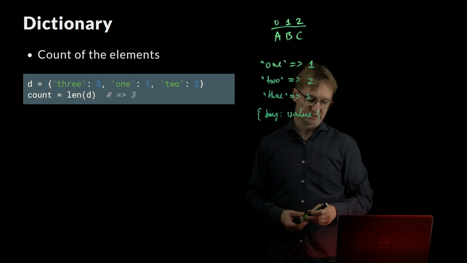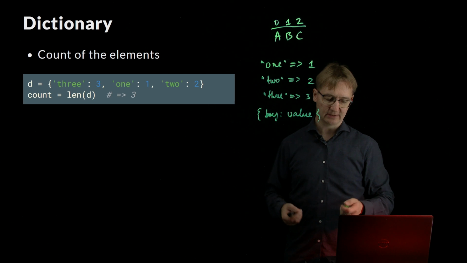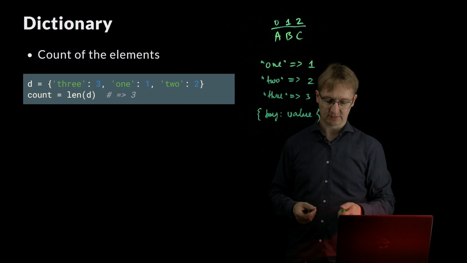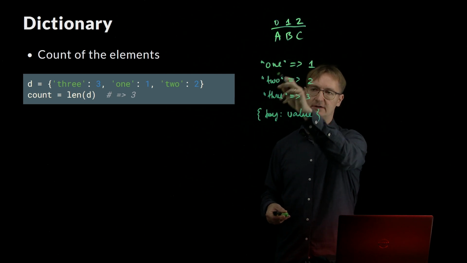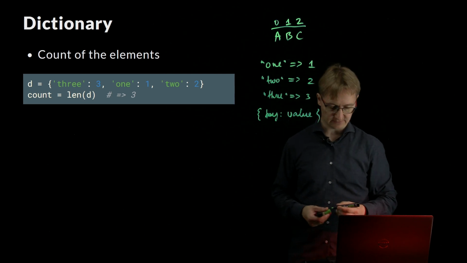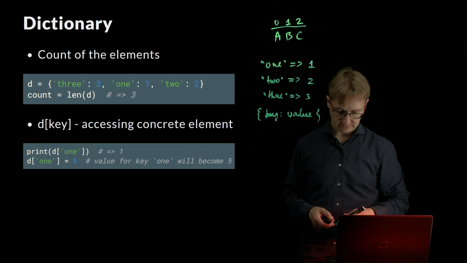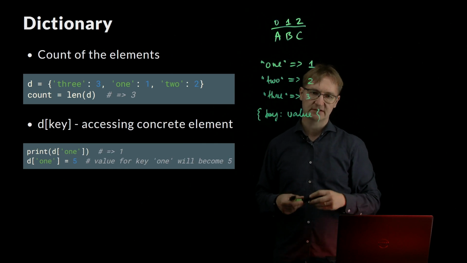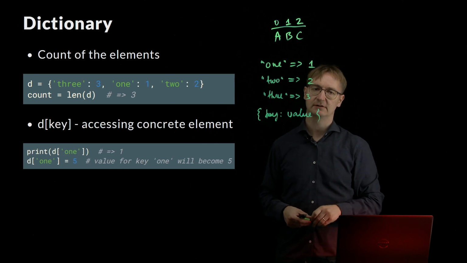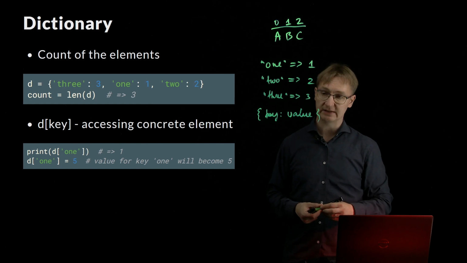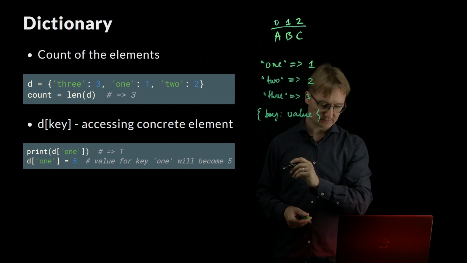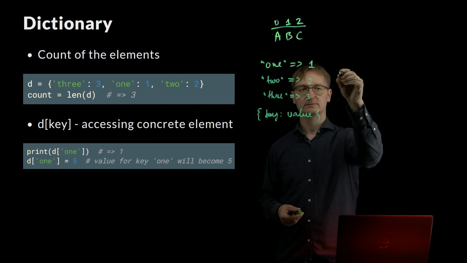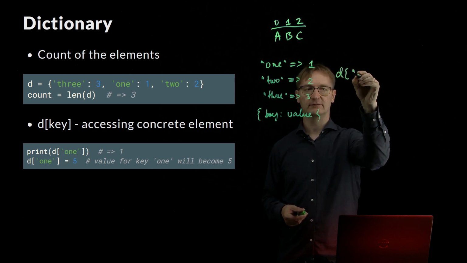What can we do with a dictionary? We can count how many elements we have. In this example we have 3 elements, or 3 pairs: 1 pair, 2 pairs and 3rd pair. And to access a certain element, I can use the key as an index. So to get this element, I can say D and then have the key here.